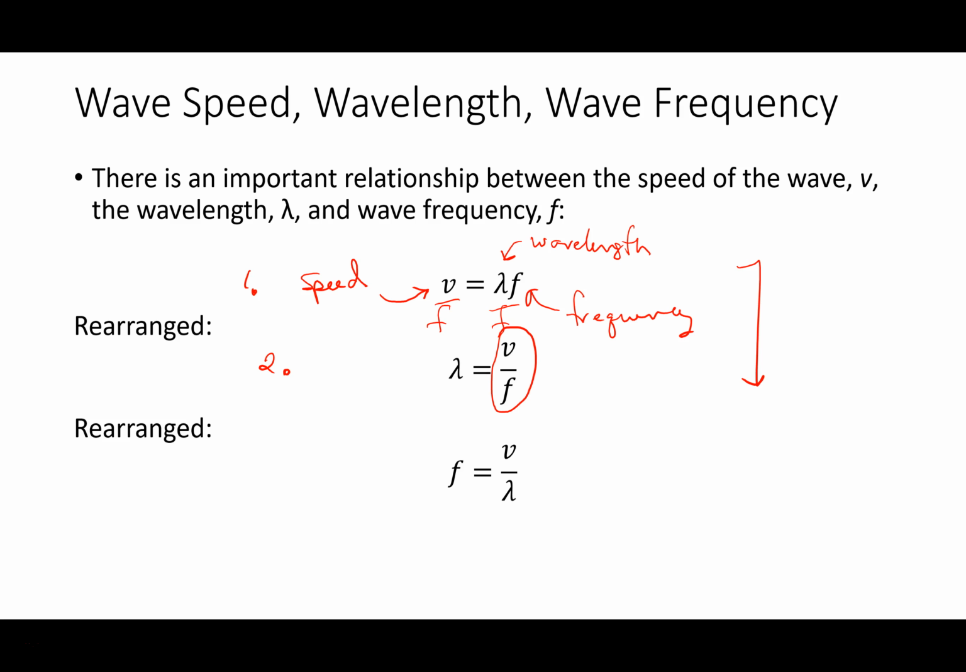We have one more rearrangement. This is version 3. And again, it depends upon what you want to solve for. If in this case we were after frequency, we'd do it this way, because we must have been given velocity and wavelength.